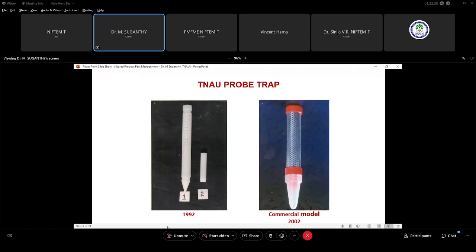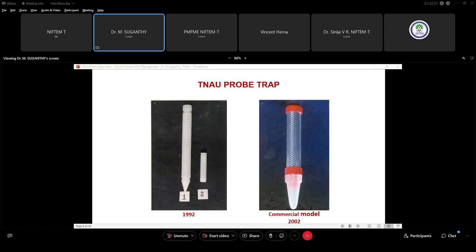And the commercial model available right now in the market is the one on the right side. It is a wonderful thing used in storage pest management, especially in the household also. If we store rice in bins at home, we can use this trap so that we can monitor the presence or infestation of beetles.